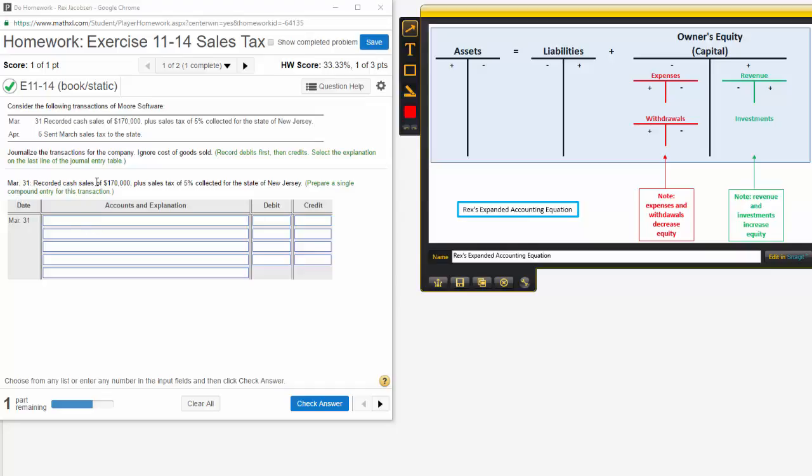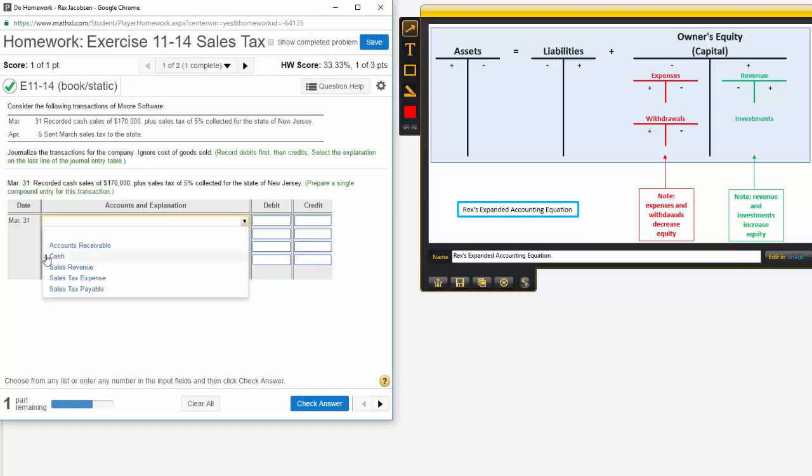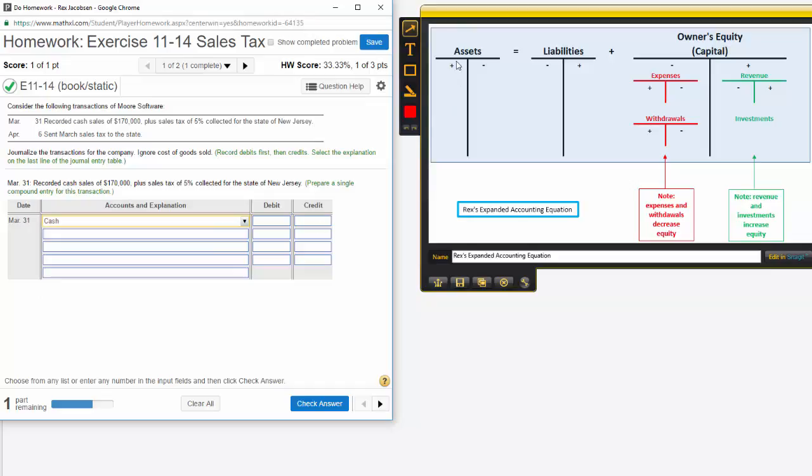We're going to record cash sales of $170,000 plus we're going to collect that 5% sales tax. So we know our cash is going to be increasing, therefore the cash, which is an asset account, is going to be the debit. And as always, we have to list the debits before the credits.